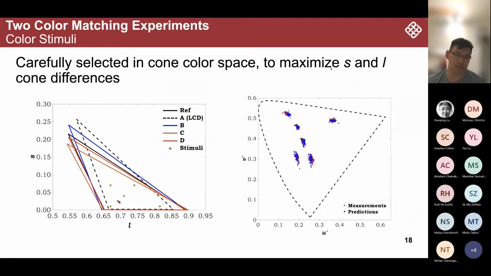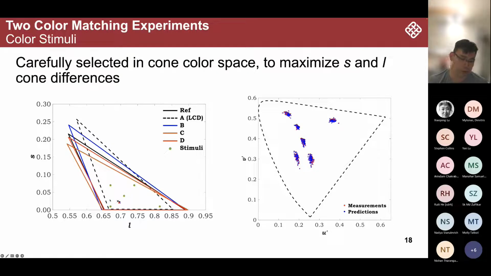And as I said, we're trying to maximize the effect of the different spectral power distributions on our cone photoreceptors. So we carefully chose 6 different stimuli for color matching. In the left figure, you can see that we converted the chromaticity diagram into a cone space. The horizontal axis is the L cone, and the vertical axis is the S cone. These green dots show the stimuli we used for the color match. For this one and this one, they have the same S cone, but a very large difference in the excitation of the L cone.